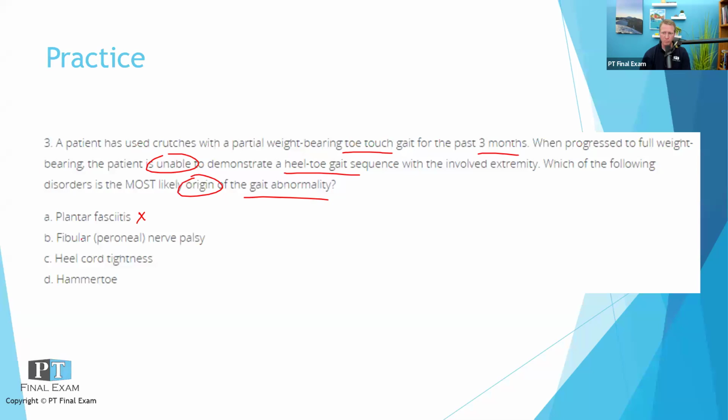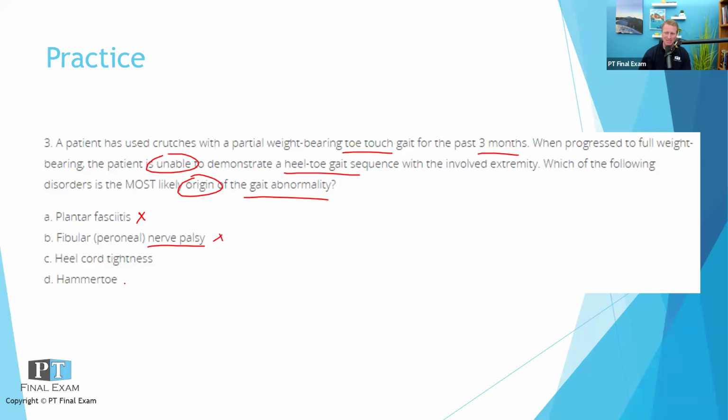Fibular or peroneal nerve palsy. Well, nerve palsy, what are the characteristics? Well, you have sensory and motor deficits. We see possibly some motor here, like they can't lift up their toe very well, but we don't see any sensory deficits, and we don't see anything that would indicate any type of nerve injury. There's no mechanism here necessarily. And if you had a peroneal nerve palsy, you'd have lack of dorsiflexion and lack of eversion for the deep and superficial branches and lack of sensation on the foot, especially the dorsum of the foot. So it's not real great either.